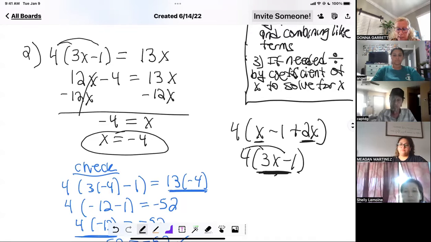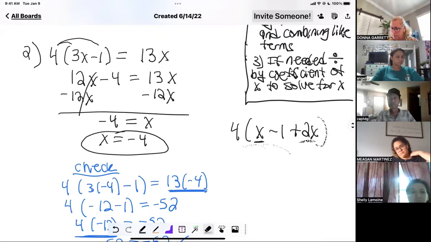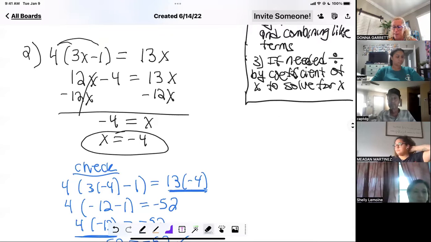So technically, there's nothing I can do with a 3x minus 1. It is simplified in that parentheses. I can't make it 2x. And then you just distribute it. Does that help? Yes. Okay, awesome. Good question. I'll erase that because we don't need that. Yeah, keep asking. Any other questions?